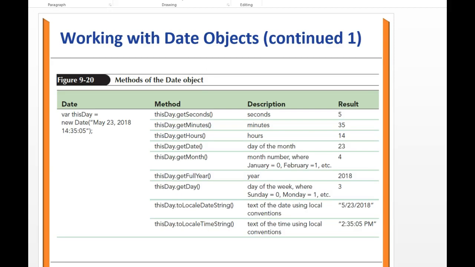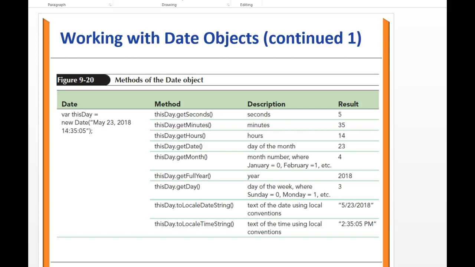JavaScript dates are stored as a numeric value equal to the number of milliseconds between the specific date and January 1st, 1970 at midnight. For instance, the date object for May 23rd, 2018 at 2:35:05 p.m. has a hidden value equal to 1,500,200-something milliseconds.